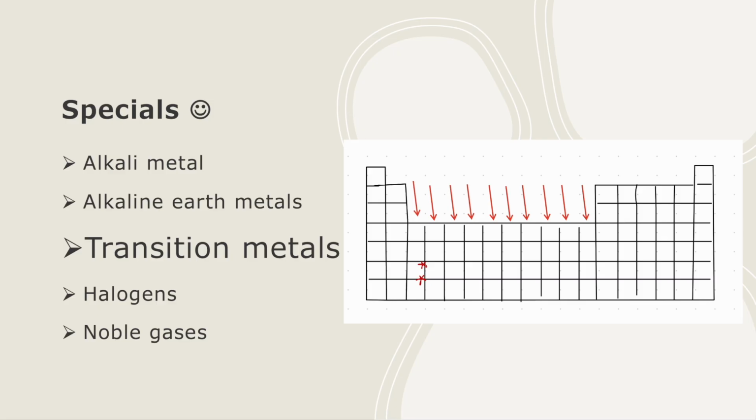So basically, transition metals play a crucial role in industry, technology, and biological systems. For example, hemoglobin in blood contains iron.